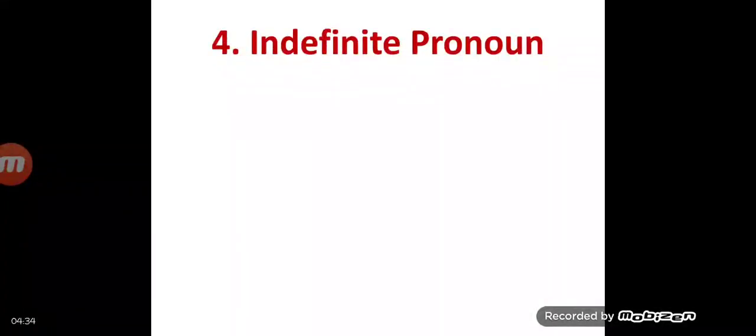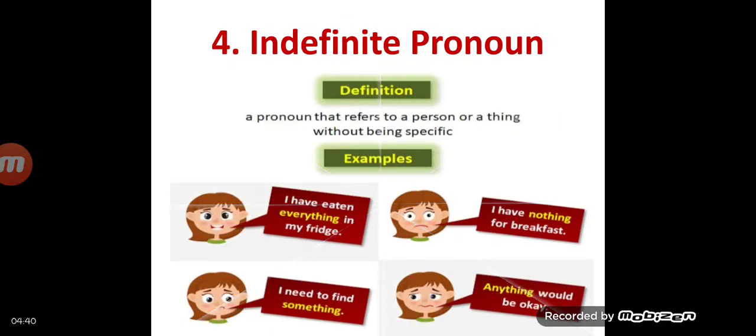Indefinite pronoun. Indefinite pronouns refer to a person or a thing in a general way. They do not point to a specific person or thing. As you can see in the examples on your screen, I have eaten everything in my fridge. The word everything is the indefinite pronoun.